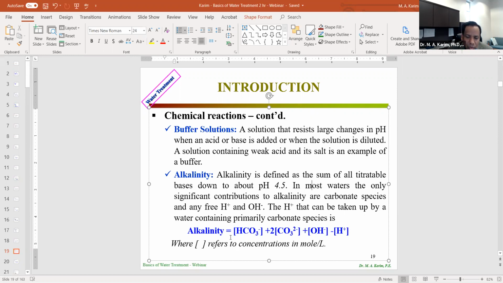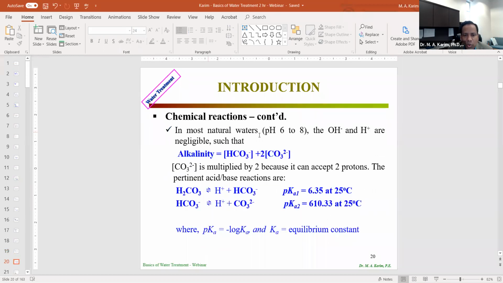So the main two components that contribute to the alkalinity are the bicarbonate and the carbonate. That's why my definition over here will change a little bit. In most neutral water, pH is 6 to 8. Hydrogen ion and hydroxyl are negligible, negligible in the sense they will cancel each other, right? Because they are a very small amount. So that means the alkalinity would be basically bicarbonate and 2 carbonate.